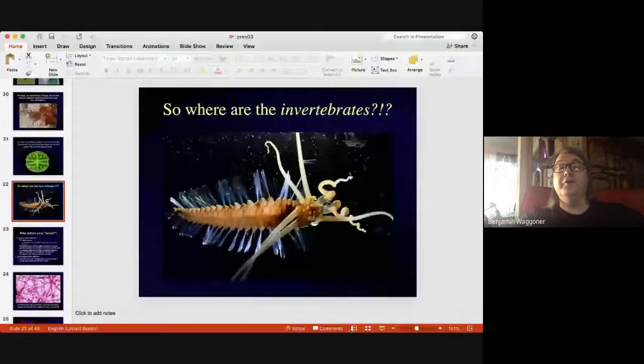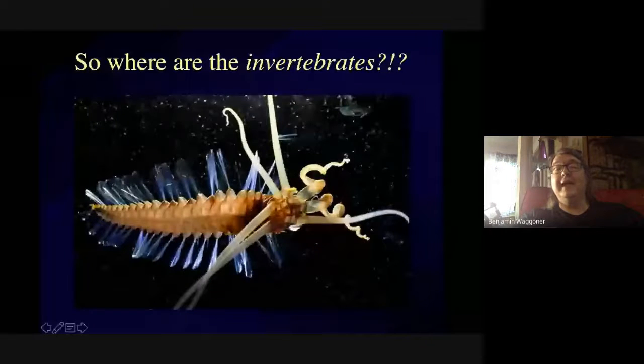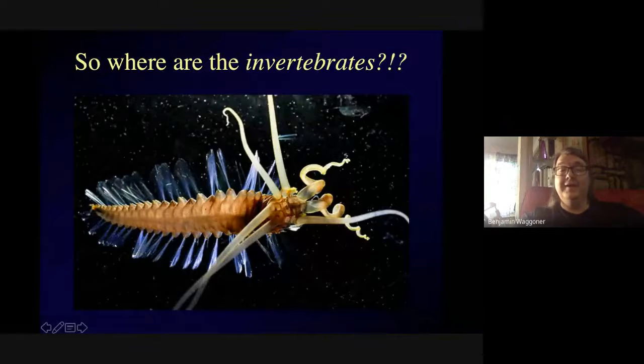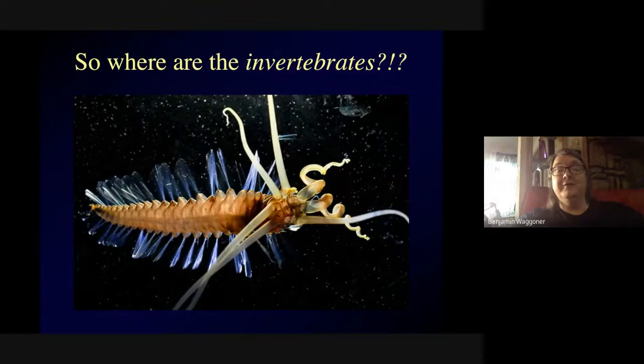And here we go. So when are we finally going to get to the invertebrate animals? Like this fairly recently discovered deep sea swimming segmented worm with tentacles on its head that affectionately got dubbed the squid worm when it was discovered maybe 15 years ago. What do we do with them?